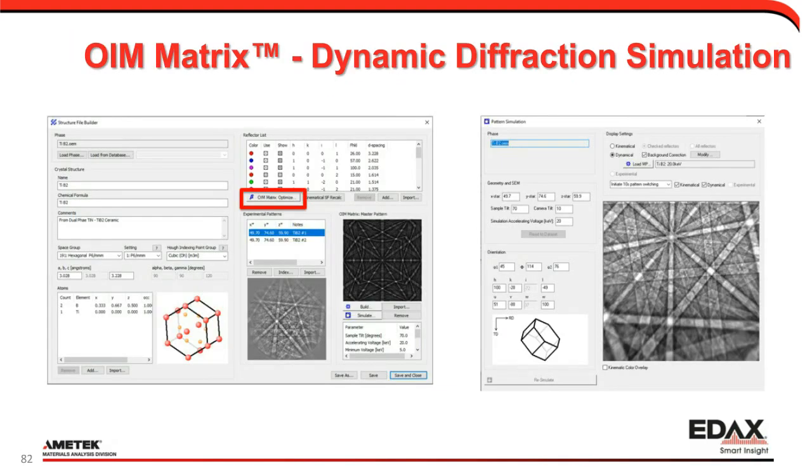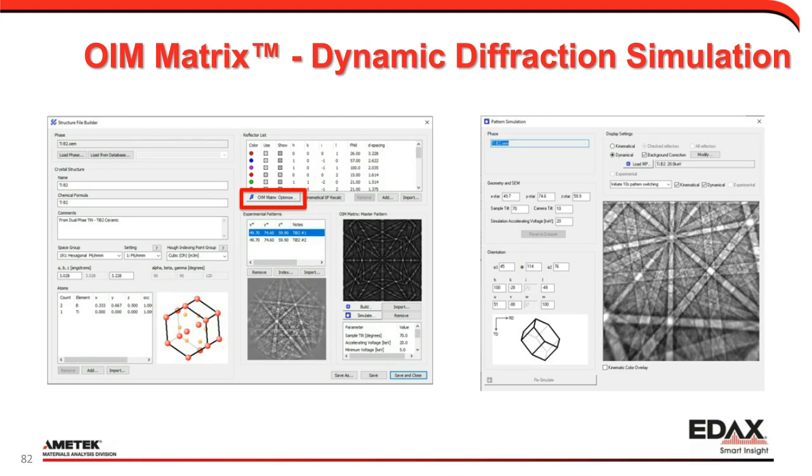This is a package that allows us to do a number of things. We can do dictionary indexing. We can simulate patterns. But the key thing I want to show here is the little red box in there. There's a little button there on our structure file builder that says optimize structure file.